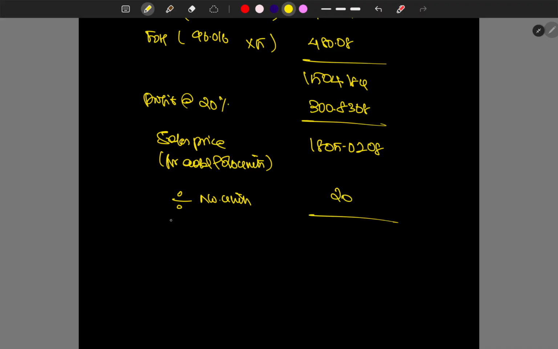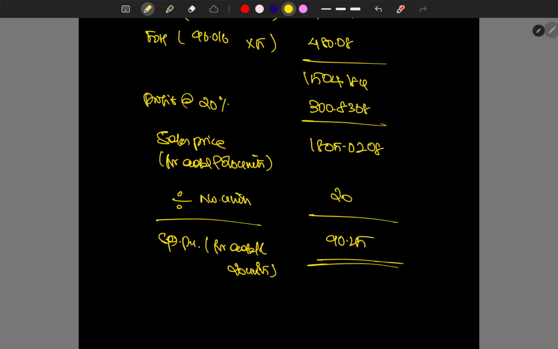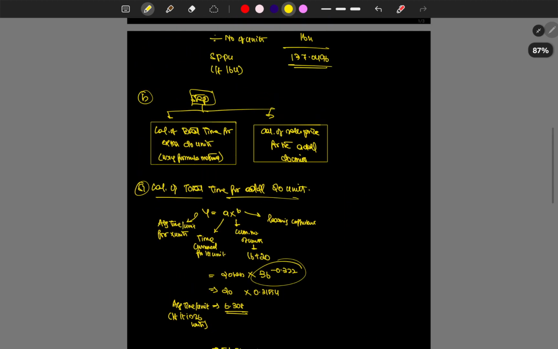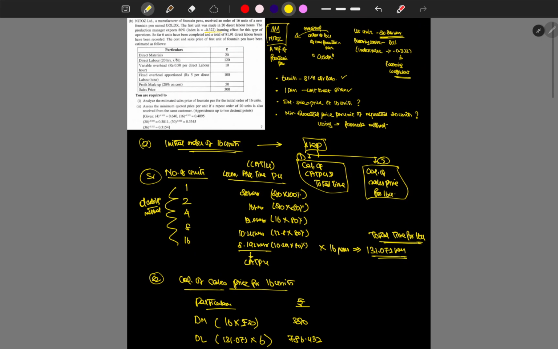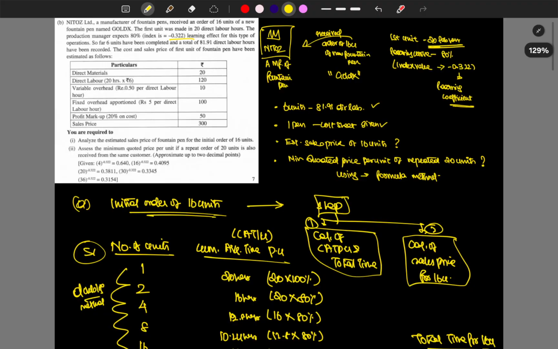Number of units is 20. The sale price per unit for the additional 20 units is 90.25. Guys, this is the problem. It's an easy problem. We can easily finish it without any confusion, and we should not miss these kinds of problems in the exam, and these are all pure gold mines for us.